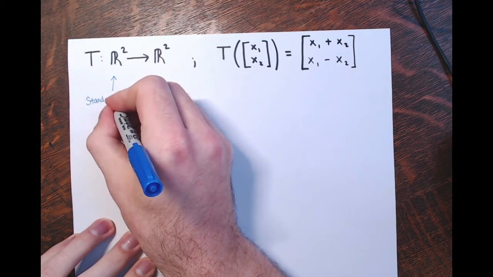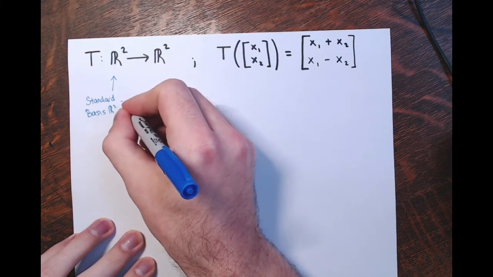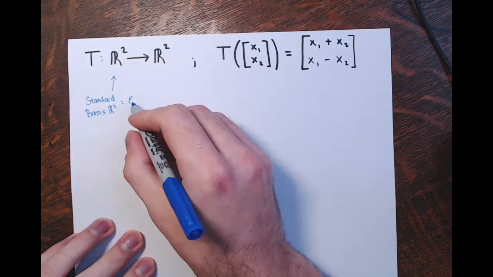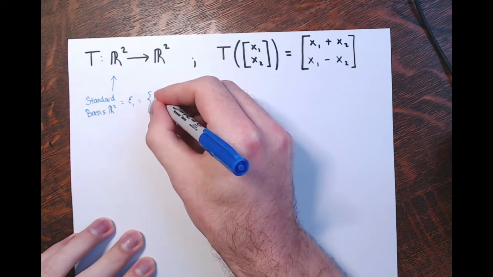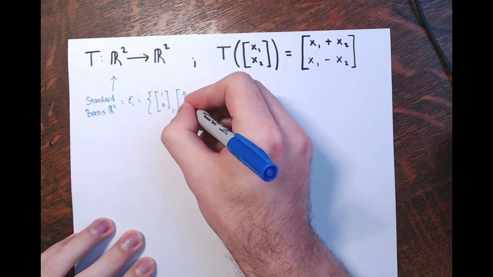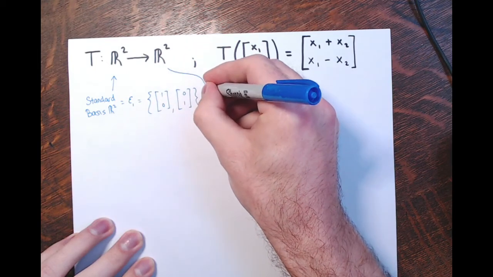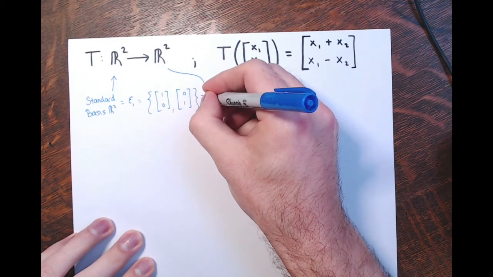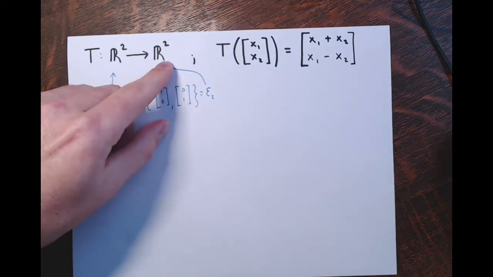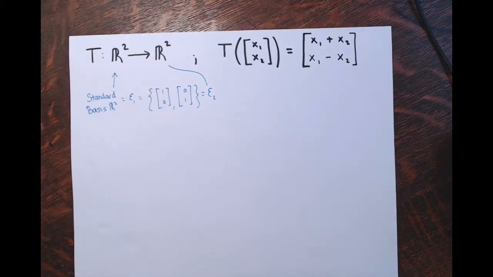Now the standard basis for R2, for the domain R2, I'll call that E1. And this is the vectors 1, 0, and 0, 1. Like that. And this is also the standard basis for the codomain R2, which I'll call E2 as well. All right, so E1 is the standard basis for the domain, E2 is the standard basis for the codomain. They're both the same set of vectors, 1, 0 and 0, 1.